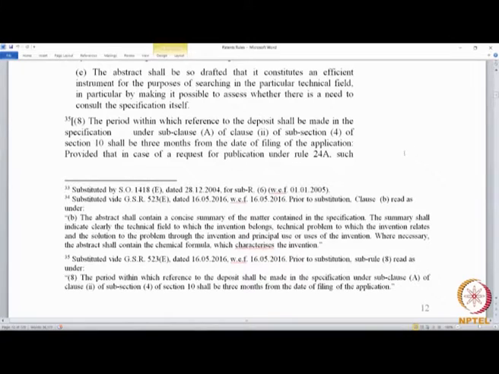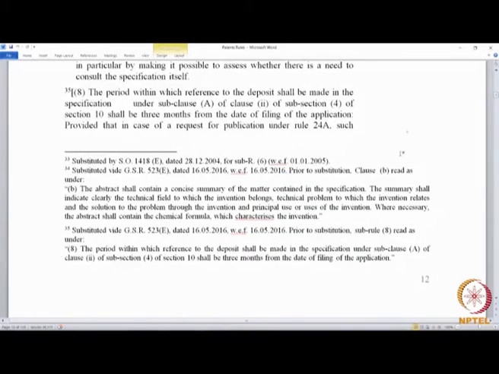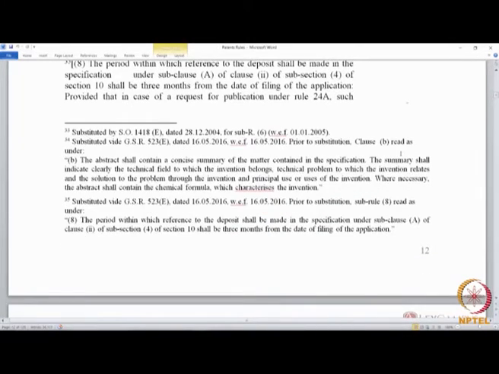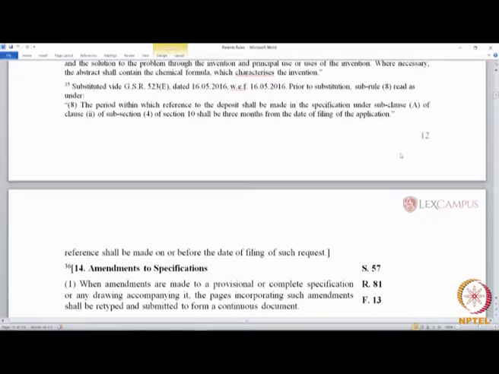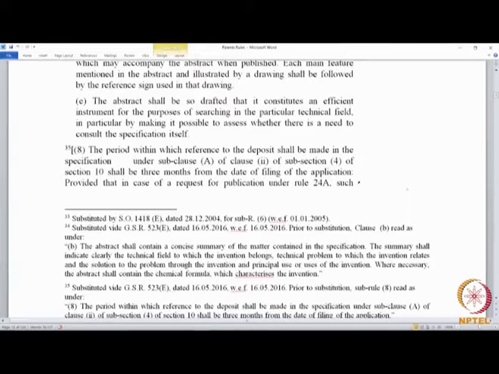So it's a 3-month time period from the date of filing the application, provided that in case of a request for publication under Rule 24a, such reference shall be made on or before the date of filing of such request. So request under 24a is request with regard to publication of the application. An application is not examined unless a request for publication is made.